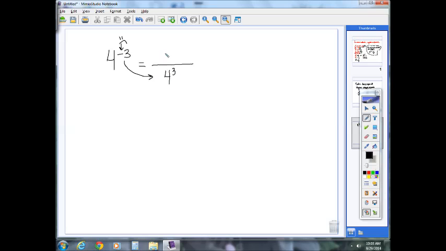And what do we put in the denominator when there's nothing else there? A 1. So this is really 1 over 4 to the 3rd power. Or if I asked you to write this in standard form, it would be 1 over 4 times 4 times 4, which is 1 over 64. All right, let's do another one.